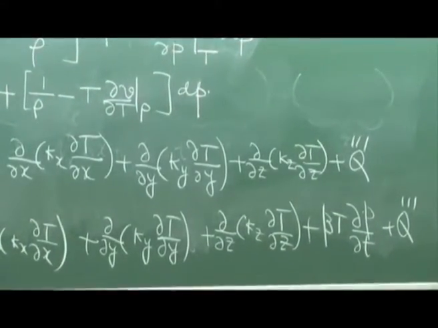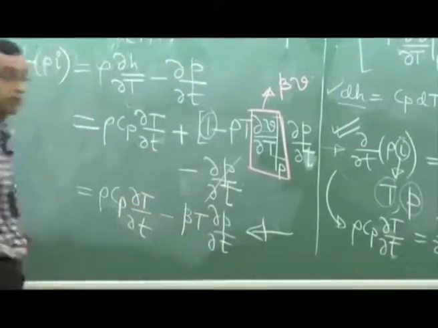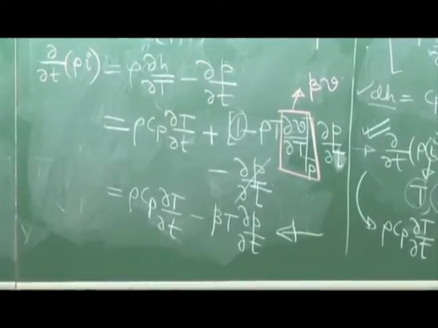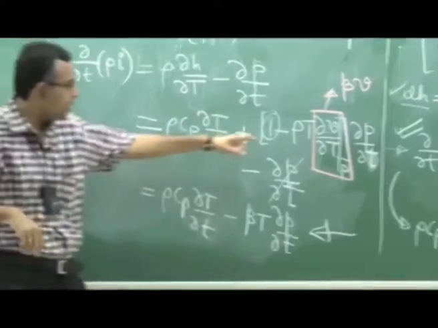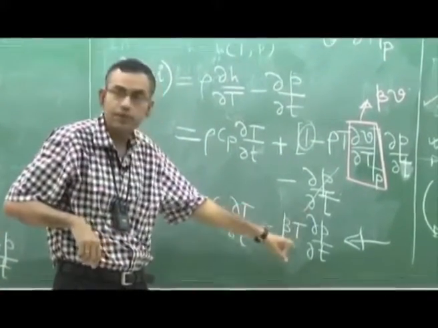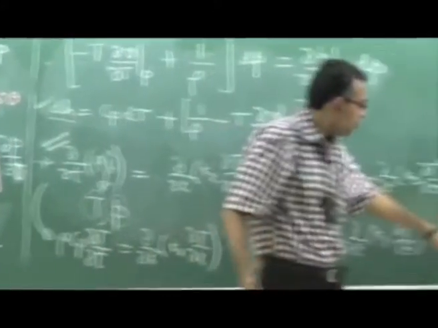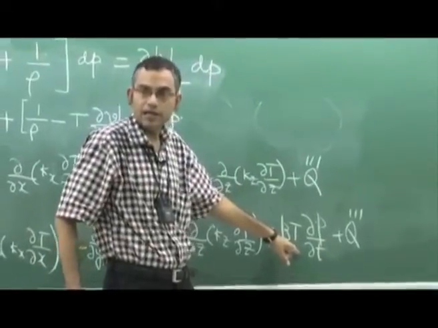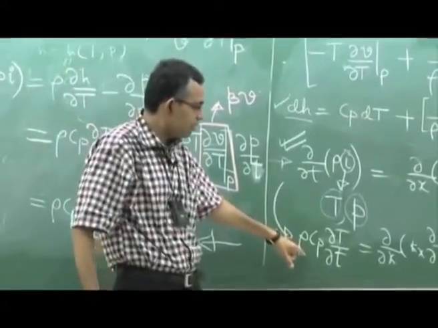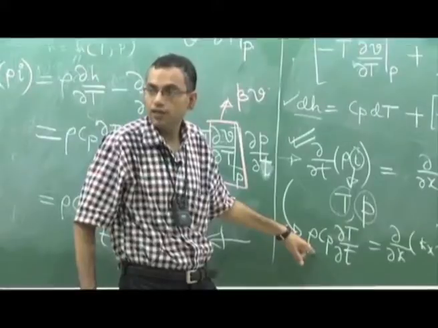So what we have done, we have replaced this del del T of rho I with this expression. In place of del del T of rho I, we have written rho Cp del T minus beta T del P del T, and that beta T del P del T we have brought to the right hand side. So this equation is a general equation for heat conduction.